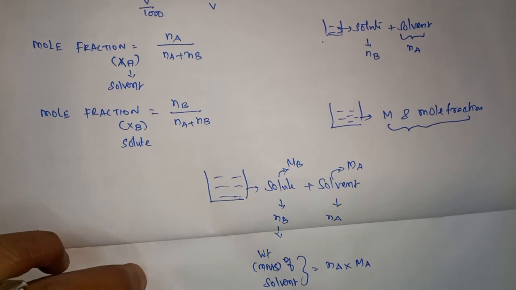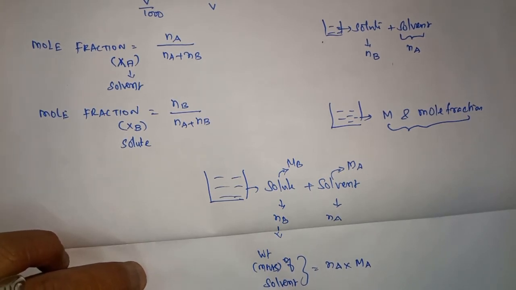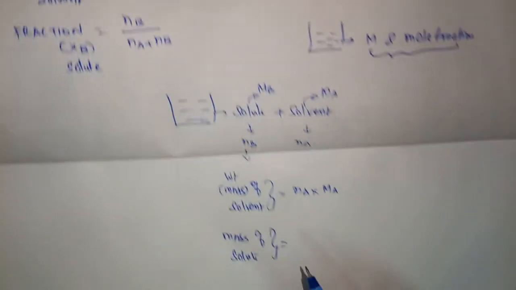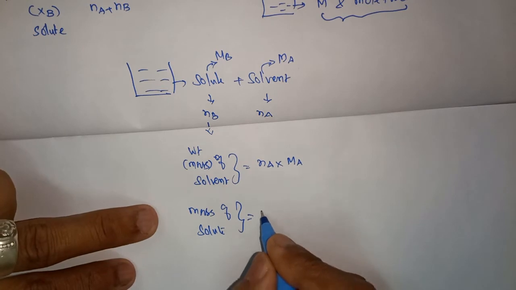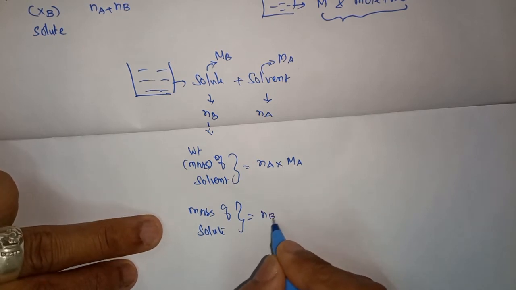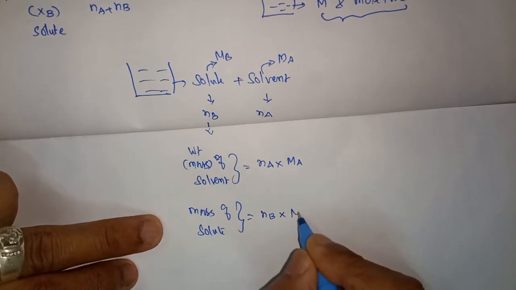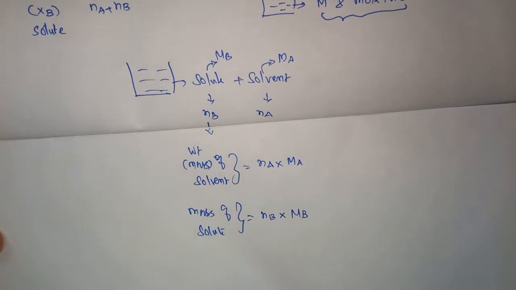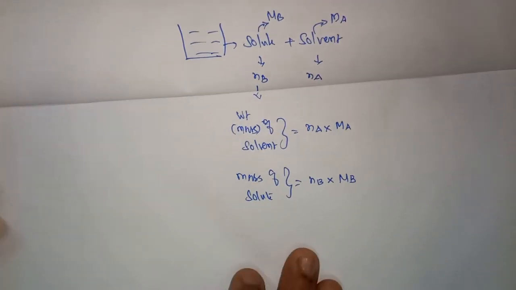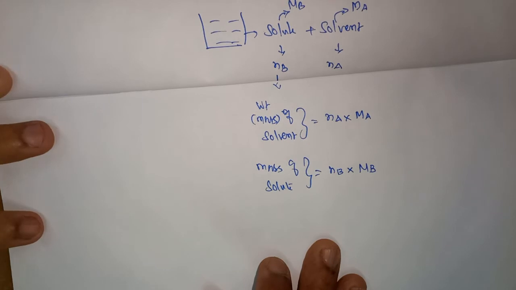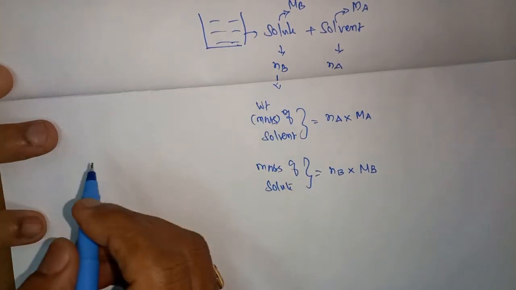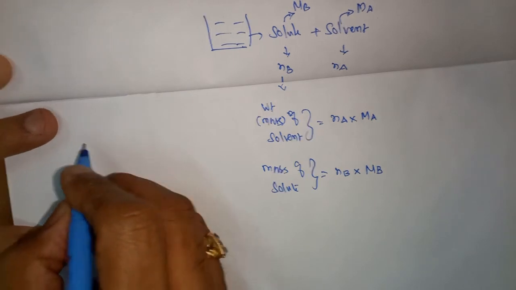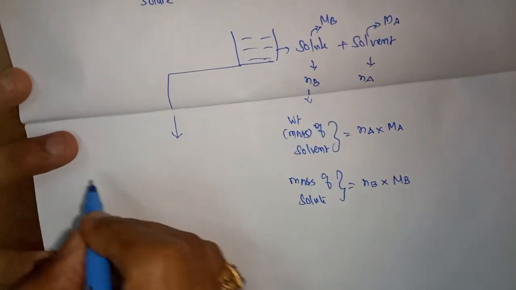How do we find the mass of solute? The mass of solute is its number of moles into its molecular weight, n_B into M_B. That is called the mass of solute, right? Then I take a solution. I want to find out first the mass of the solution.